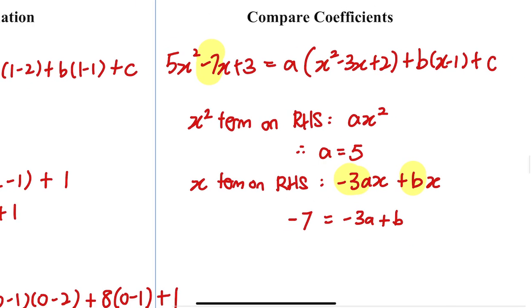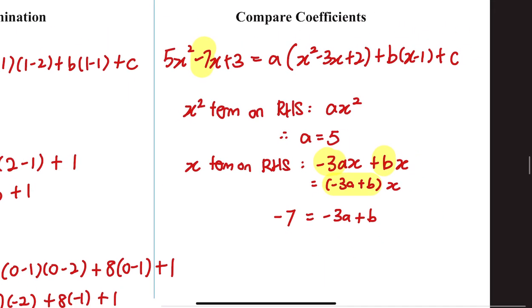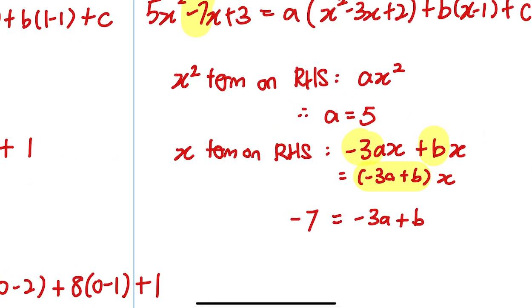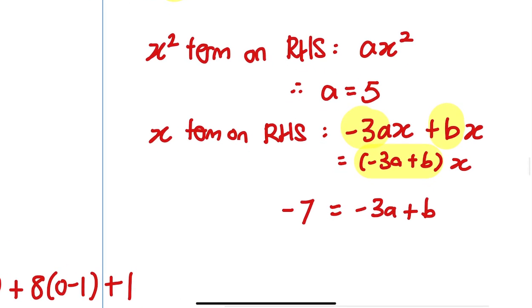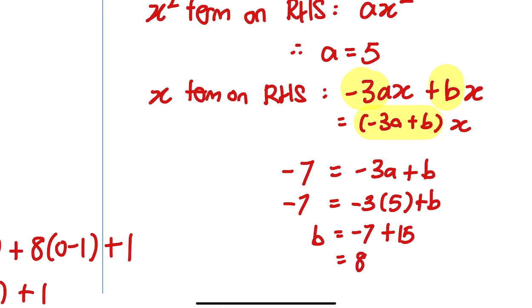Or if you find it hard to visualize, you can also combine this together. The right side can be simplified to negative 3a plus b, times x. And this negative 7 on the left side can be compared to the x term on the right side, which has the coefficient of negative 3a plus b. Since I know from the earlier part that a is equal to 5, negative 7 equals negative 3 times 5 plus b. B is therefore equal to negative 7 plus 15, and it's equal to 8.